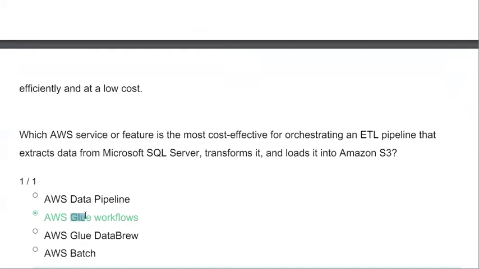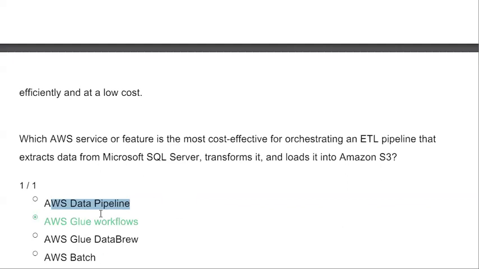We have Glue, and two other options are there. We have Batch. So when do we use Batch? In order to process a task, we use Batch. So this will be eliminated. And we have Data Pipeline also. When do we use Data Pipeline, sir? The main purpose of Data Pipeline is to provide a pipeline between your storage and your compute. You can even pipeline your data from on-premises to cloud as well.